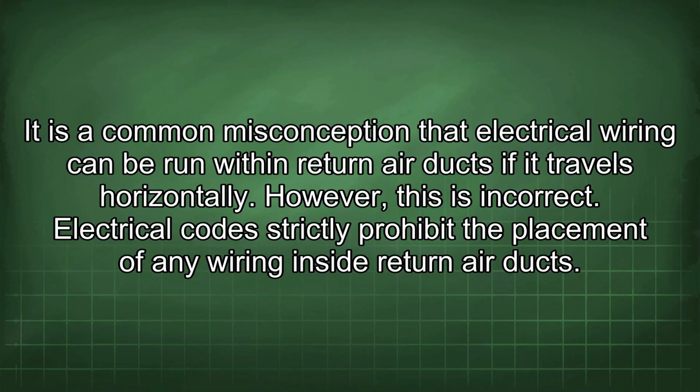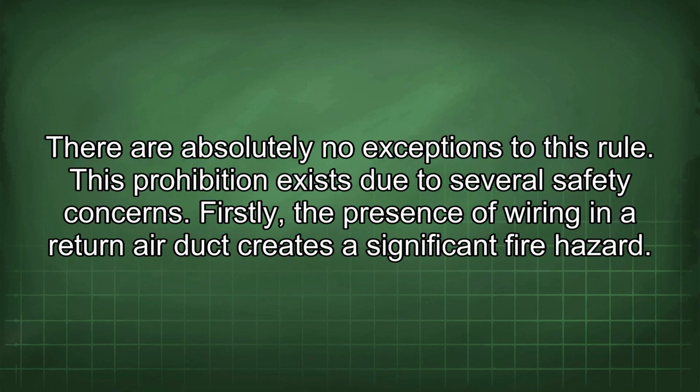It is a common misconception that electrical wiring can be run within return air ducts if it travels horizontally. However, this is incorrect. Electrical codes strictly prohibit the placement of any wiring inside return air ducts. There are absolutely no exceptions to this rule. This prohibition exists due to several safety concerns.